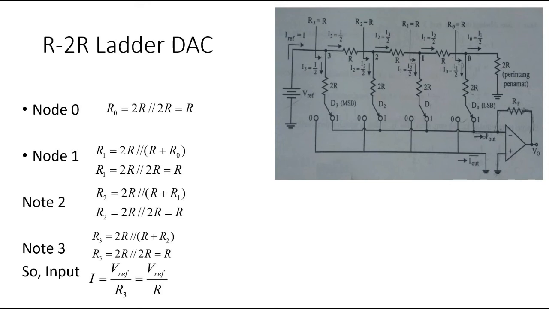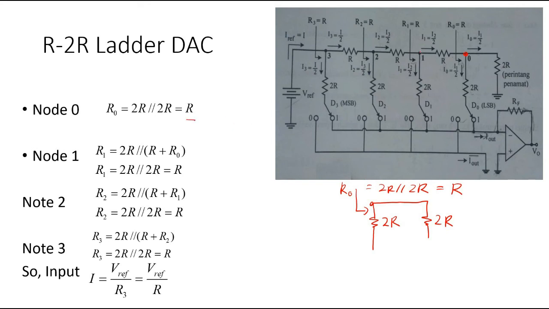Okay, we do some analysis. We look at the node 0 here. If we want to calculate the R0 here, if we draw, here is 2R and then here is 2R. So to calculate R0 here, R0 equals 2R parallel with 2R. So we will get R. That's why R0 equals R.